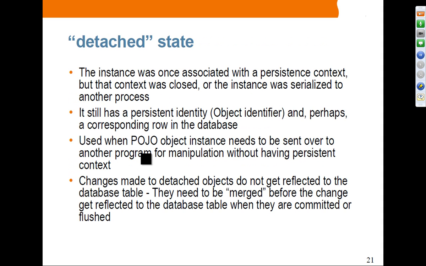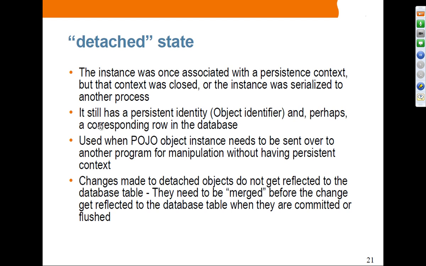So we covered transient state and we covered persistent state. Now there is a third state which is called the detached state. Detached state is a state of an instance that was once associated with a persistent context. It used to be in a session, but the context was closed, meaning the session is closed. When the session is closed, all the objects that are maintained by the session will be in detached state. Or if you serialize that object, then it automatically becomes detached.